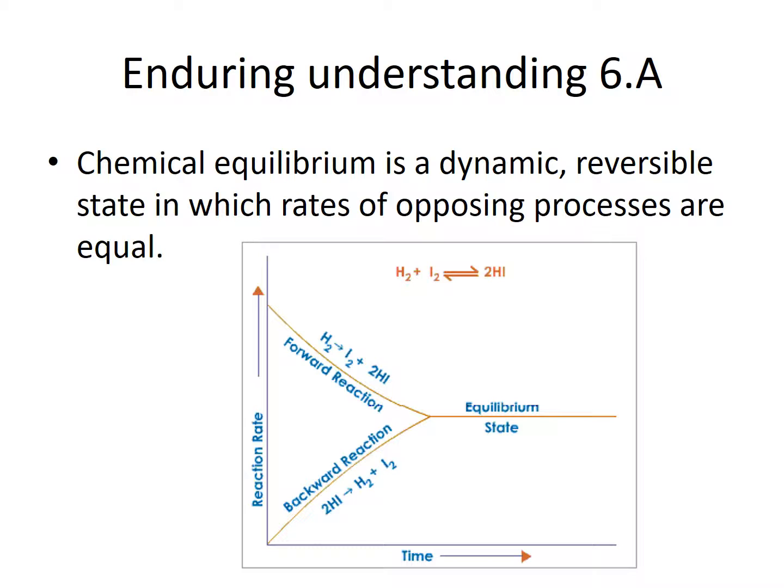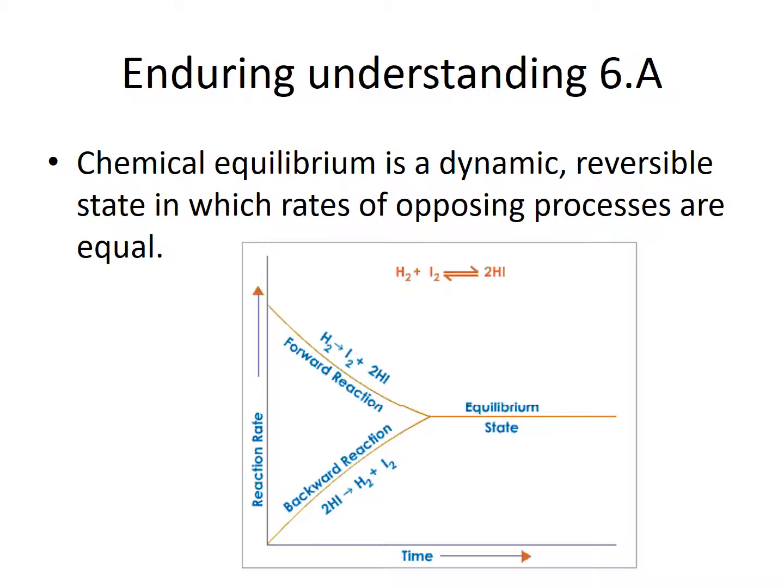After that point where the two rates have become equal, the forward rate no longer changes because you aren't changing the concentration of the H2 and the I2. They become constant, so the forward rate becomes constant. The reverse rate no longer changes. You have a constant amount of HI, so you have a constant concentration of HI, so you have a constant reverse rate.